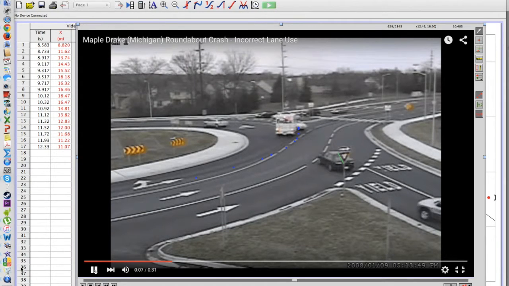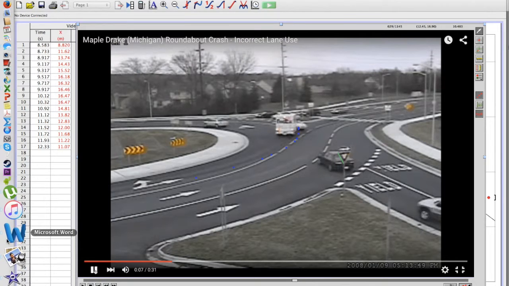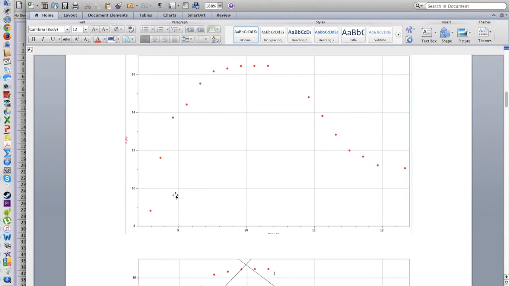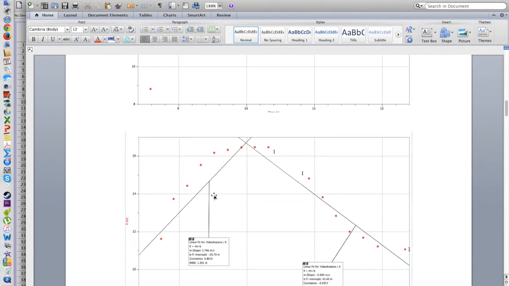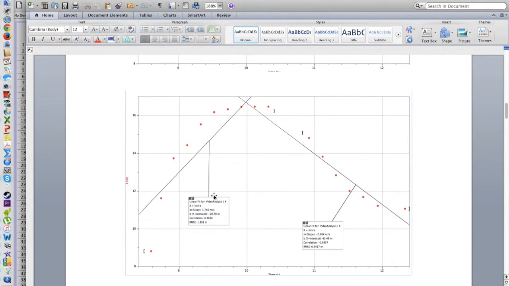Okay, so looking at the graphs, we have plotted these points based on the data table. And from these points, we can find the velocities. And the velocities are simply the slopes. So we take the first 10 points, since after the 10th point is when the car collided, and we find the slope, which is 3.746 meters per second, the initial x velocity. Then we find the slope of the next points, the final x velocity, and it's negative 2.684 meters per second.